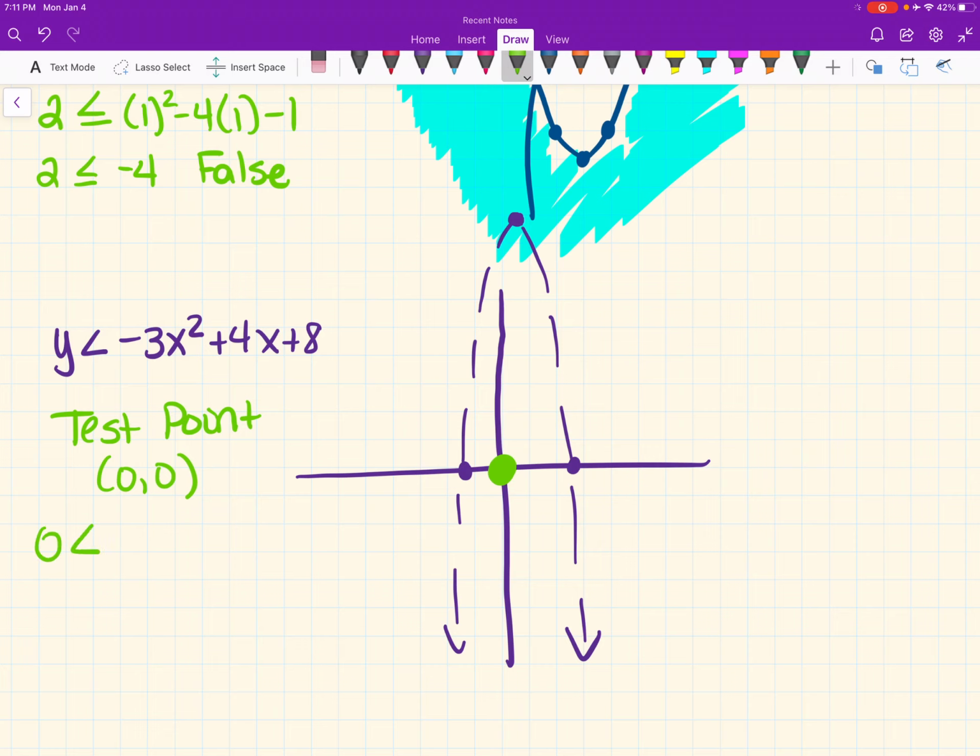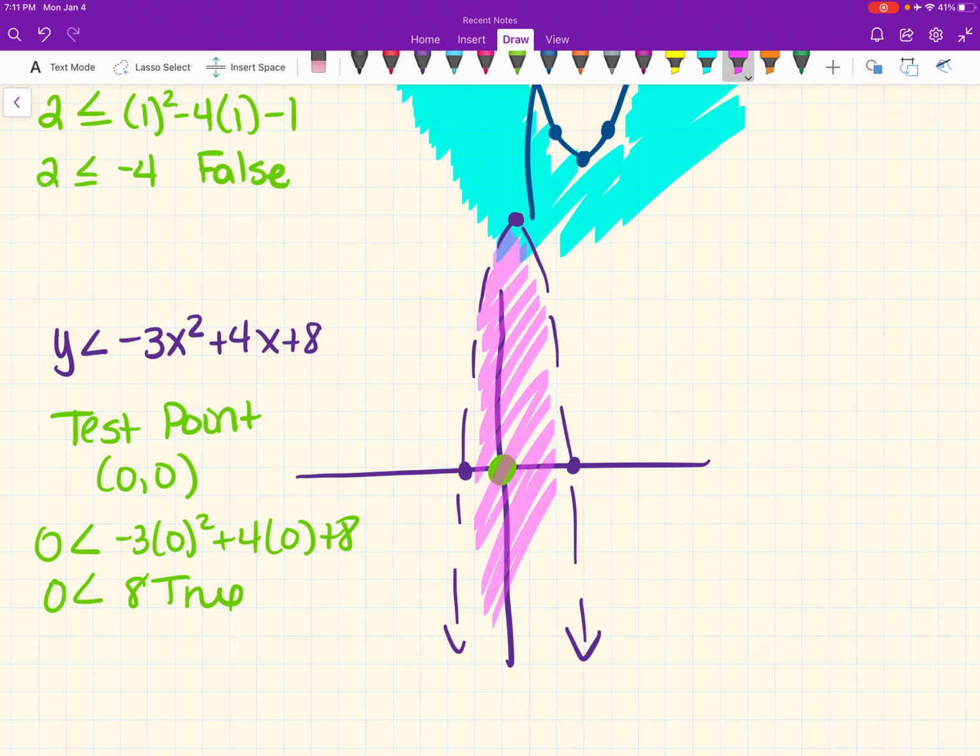So is 0 less than negative 3 times 0 squared plus 4 times 0 plus 8? Is that true? Well, yes, 0 is less than 8. So that's true. So that means we need to shade inside the parabola. Okay? That's how we would solve an inequality graphically.